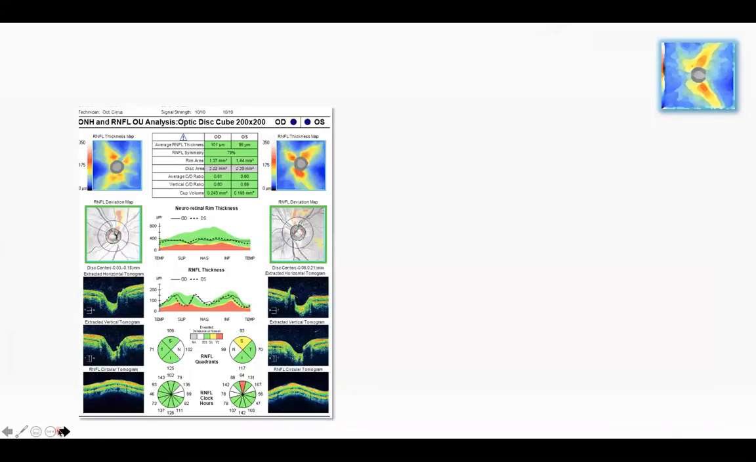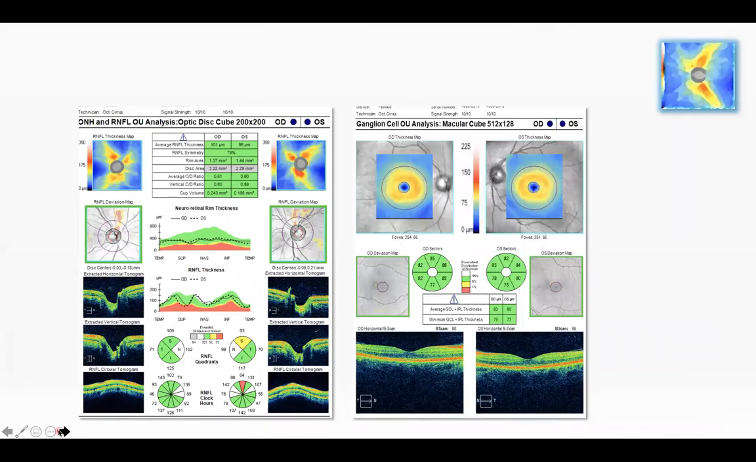What do you think? Are these superior NFL defects real damage? Macular scans look normal. The Tisnet plot shows a typical exaggerated two-hump pattern with a depression in between, and the machine thinks this is an RNFL loss at this point. You can see two humps and a depression in the middle.